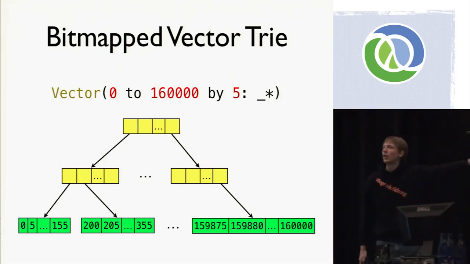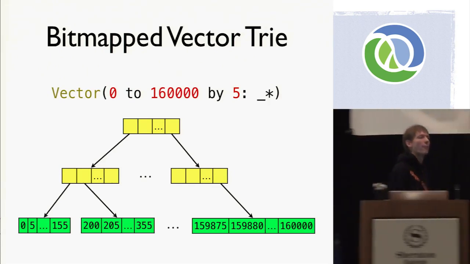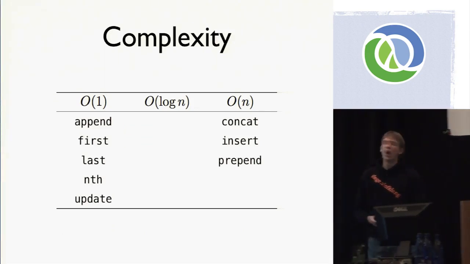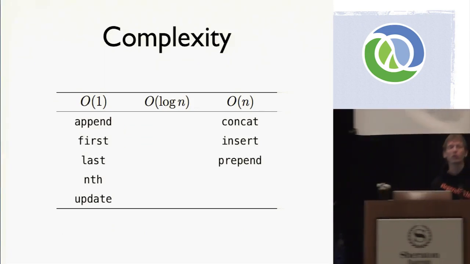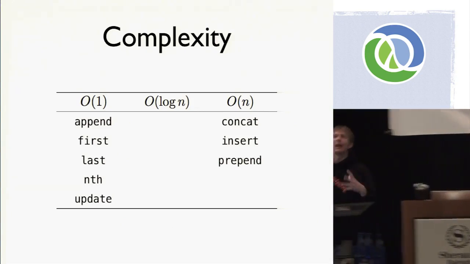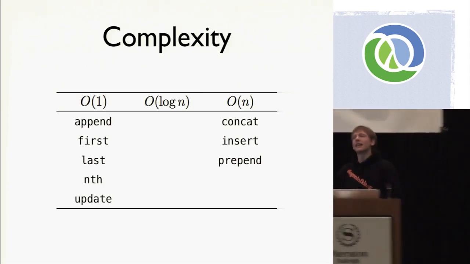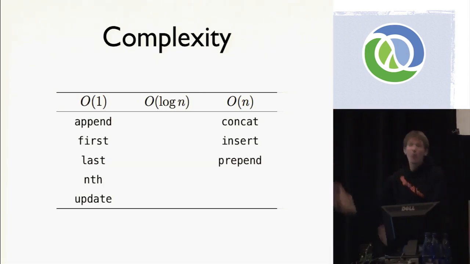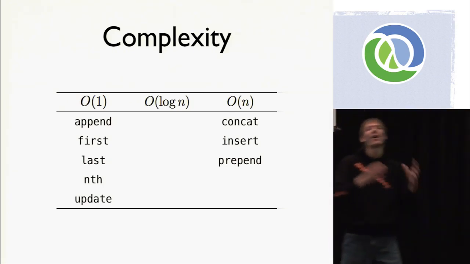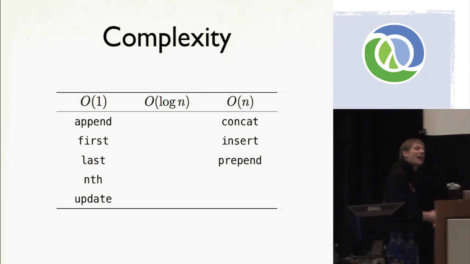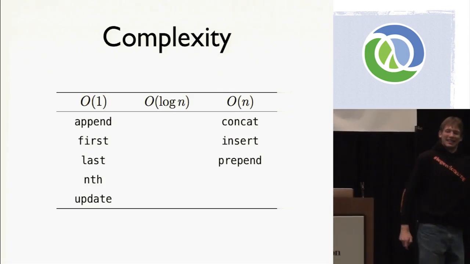So this data structure has some almost magical properties. Okay? The complexity bounds are just off the charts. We have append, we have first, we have last, we have nth, and update. I mean, all of these operations we can do in constant time. And we've got a couple operations that are linear time, but we're not worried about those right now. All we're worried about are the constant time operations. All these incredibly cool constant time operations. Almost.